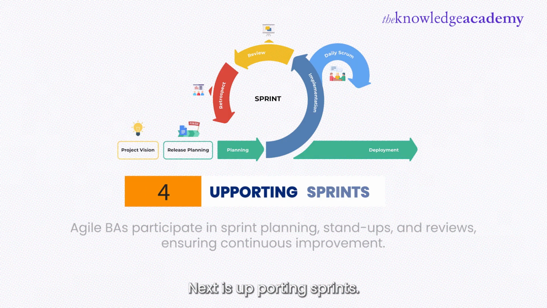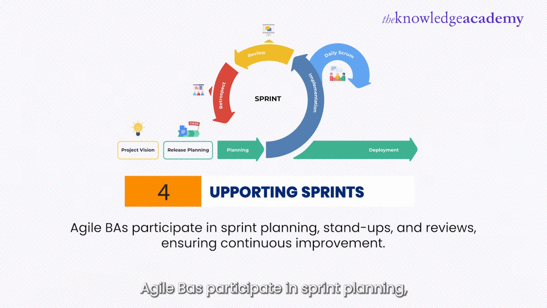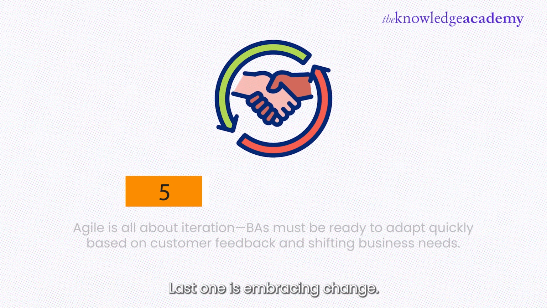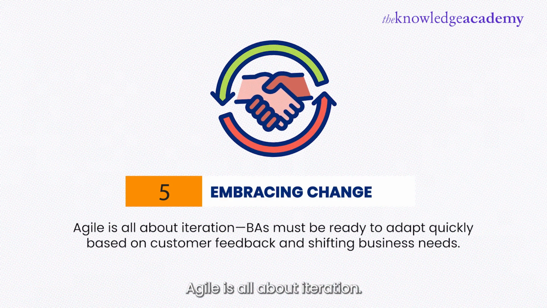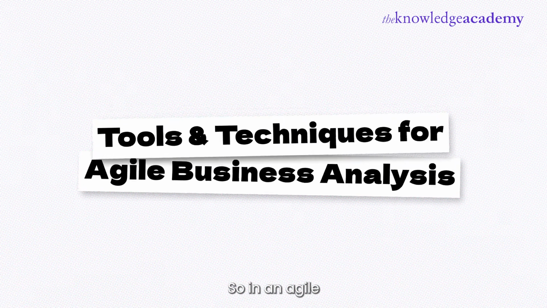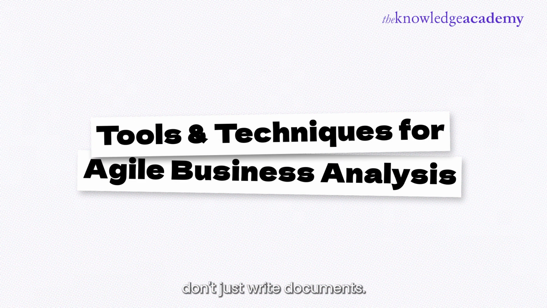Next is supporting sprints. Agile BAs participate in sprint planning, stand-ups, and reviews, ensuring continuous improvement. Last one is embracing change. Agile is all about iteration. BAs must be ready to adapt quickly based on customer feedback and shifting business needs. So, in an agile environment, business analysts don't just write documents, they actively shape the product throughout its life cycle.